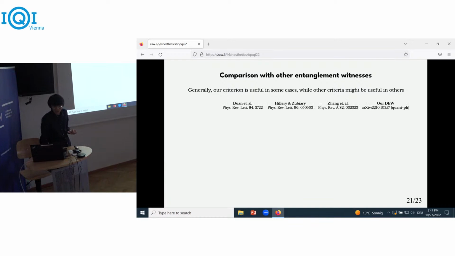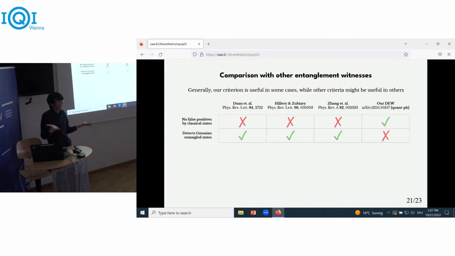To make it simple, this is the comparison. The motivation is that we don't have false positives if you have a classical system. But conversely, as was mentioned a few times, we cannot detect any Gaussian entangled states. So the usual entangled states that are more straightforward to prepare are not going to be detected by our criterion.